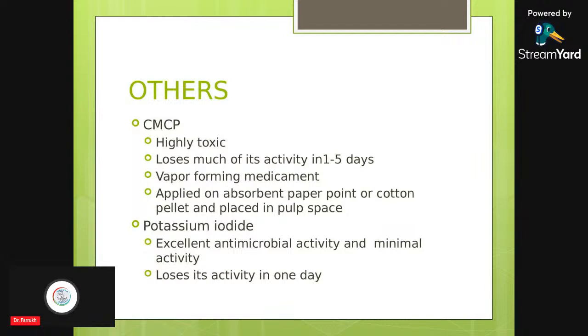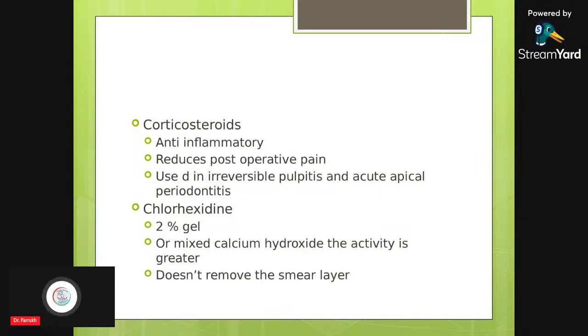It loses much of its activity in 1 to 5 days. Vapour-forming medicament is applied on absorbent paper or a cotton pellet and placed in the pulp chamber. Potassium iodide has excellent antimicrobial activity and minimal irritation, but loses its activity in 1 day. We can apply corticosteroids. These are anti-inflammatory, reduce post-operative pain, and are used in irreversible pulpitis and acute apical periodontitis. And we can also apply chlorhexidine 2% gel or mixed with calcium hydroxide. The activity is greater, but it doesn't remove the smear layer.